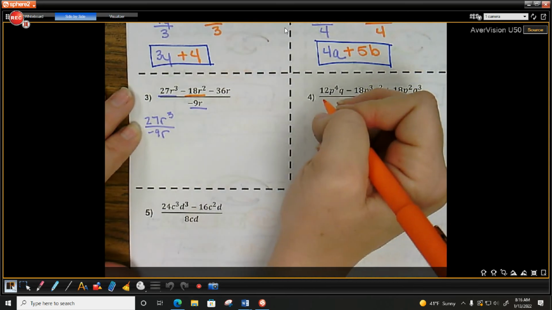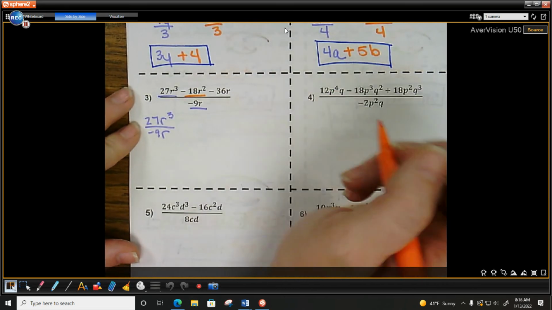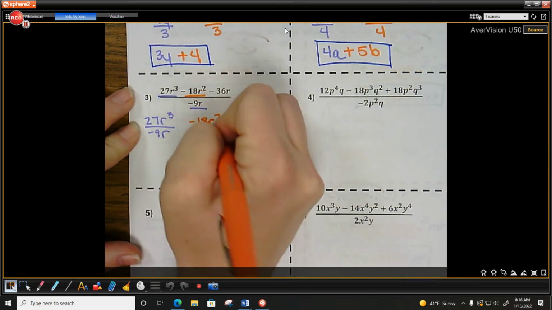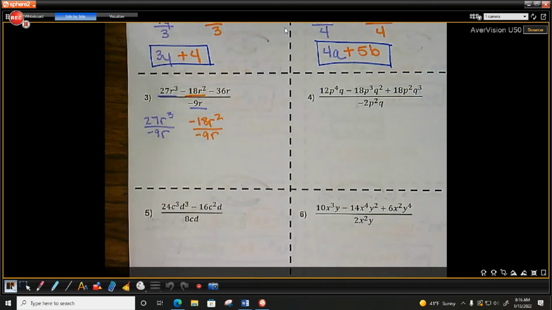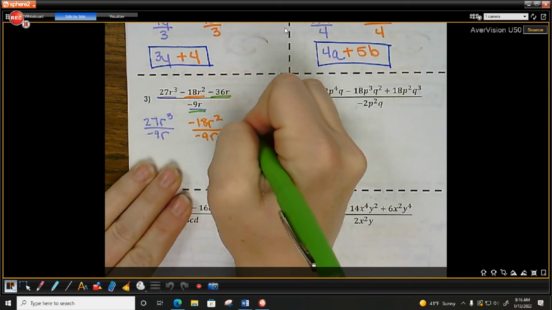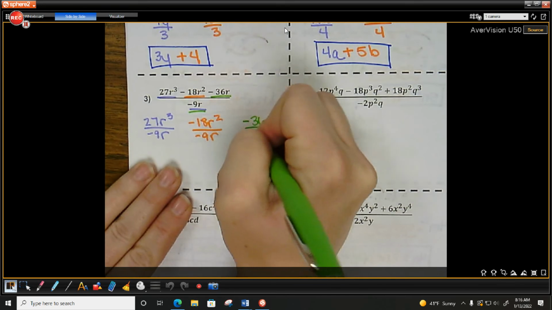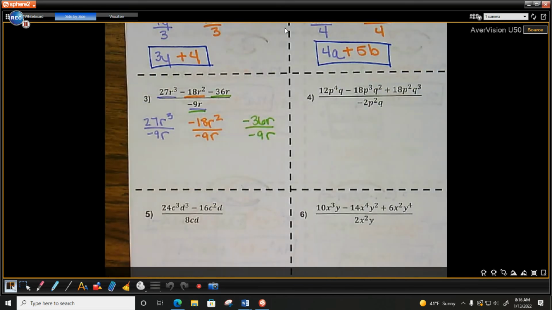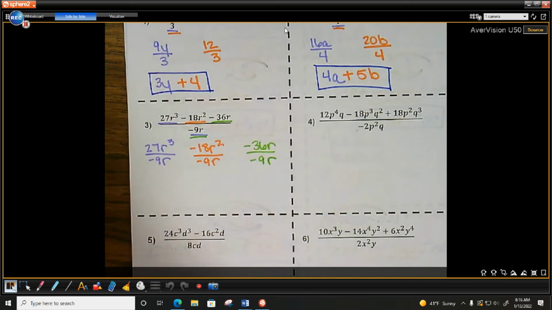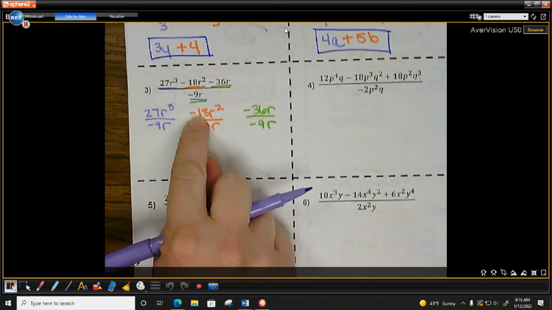When I write my 18r squared, what needs to go in front of the 18, Dominic? I think that was someone else. But good job. And then I'm also going to put my negative 36r over negative 9r. So notice on the first two I didn't put the pluses because you don't need the plus if it's positive. Okay, when I separated my fractions I didn't put a plus. But if it was a negative I had to include the minus. Or if it was a minus I had to include the negative.